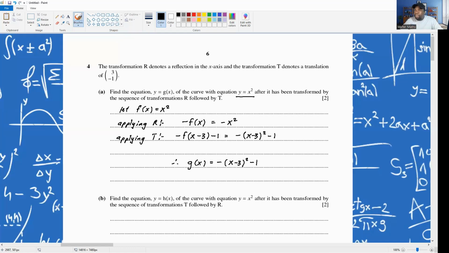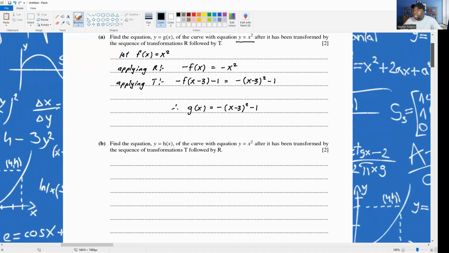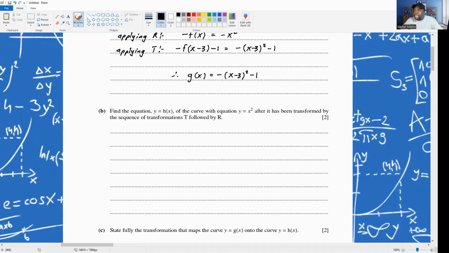On part B, the question says we should find, okay, let me scroll down a little, find the equation y is equal to h of x of the equation of the curve with the equation y is equal to x squared after it has been transformed by the sequence of transformations T followed by R, all right? T followed by R. So this is now T followed by R. So we start with T. Let's start with applying the transformation T.